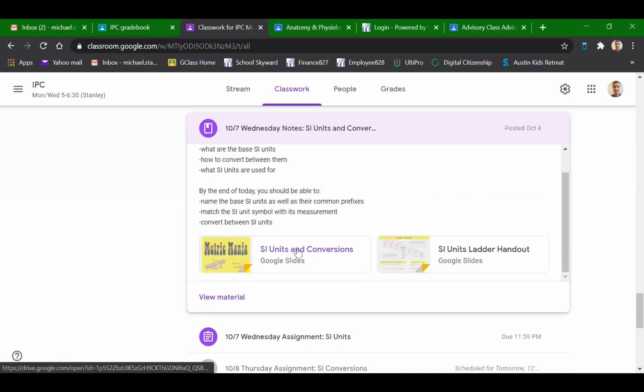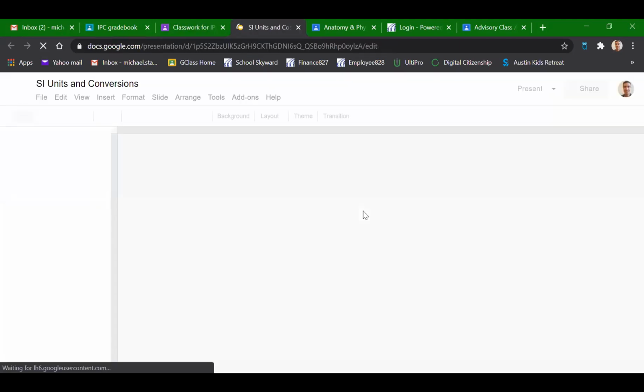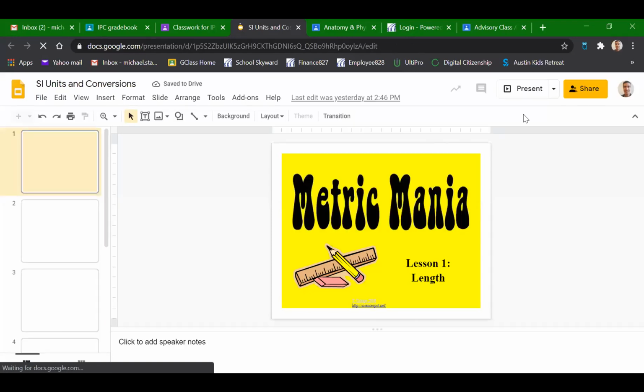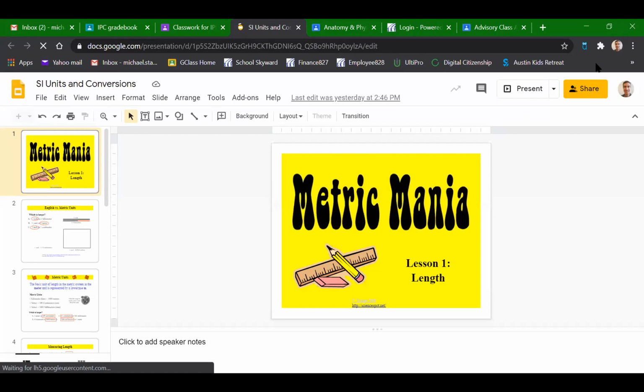All right, so SI units, scientific units, and how we convert between them. That is what we are going to be focusing on for today.